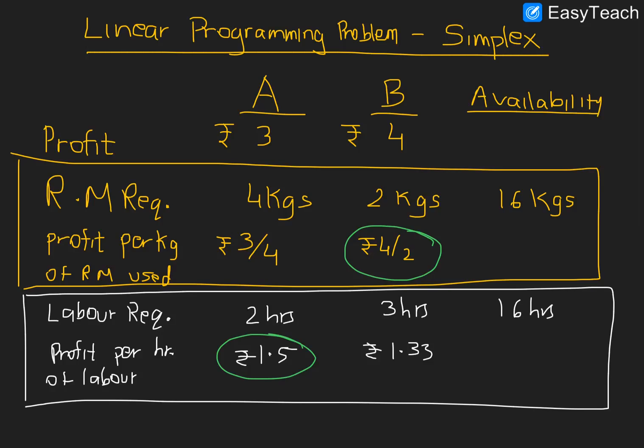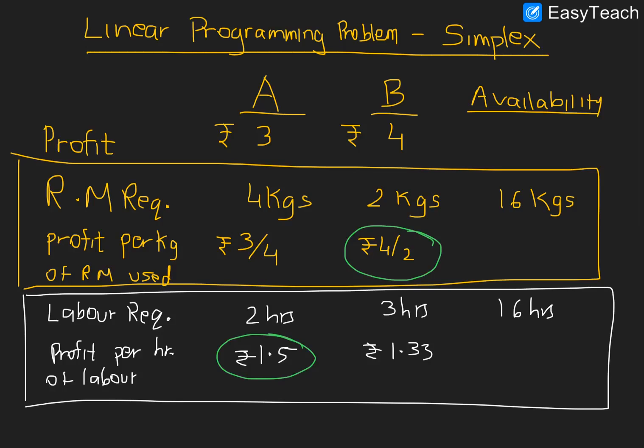So I just want you to memorize these numbers, because we are all going to look at these numbers, and for our analysis purpose we're going to use them. So profit of 3 and 4, raw material requirement is 4, 2 and 16 kgs available. Labor requirement is 2 hours, 3 hours and 16 hours available. So that is the case. It's a typical case. We are going to take it forward and understand the entire procedure of the simplex method with this typical question.